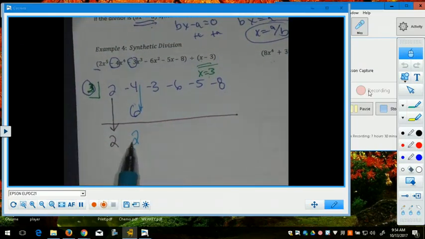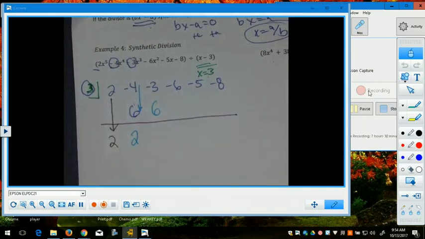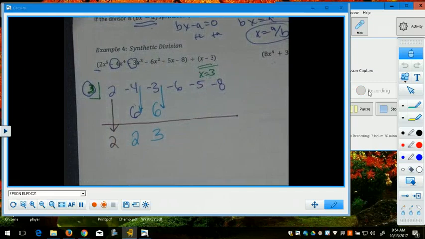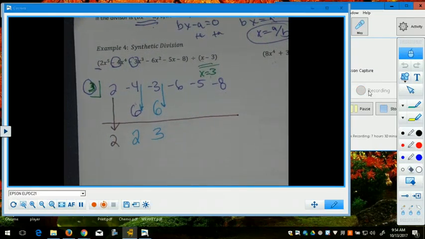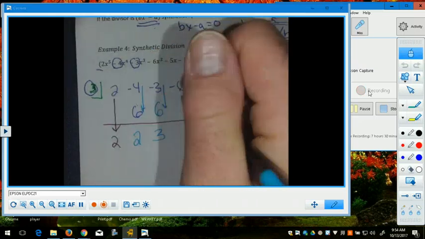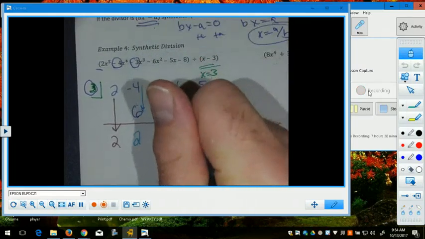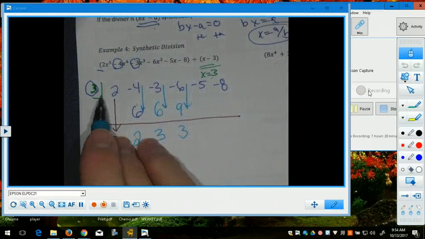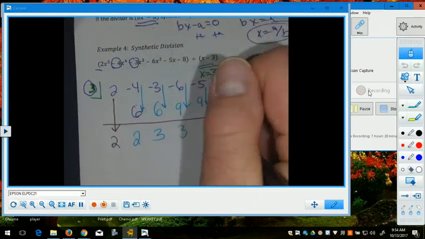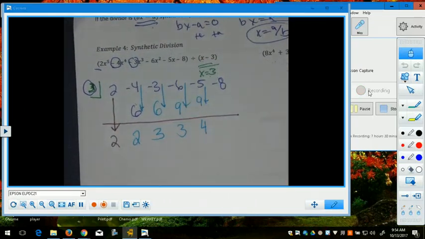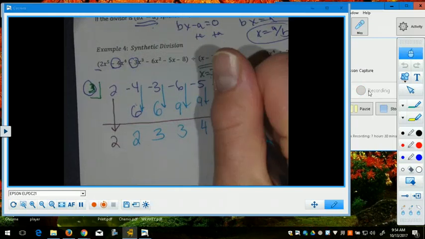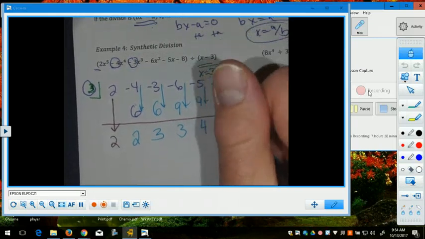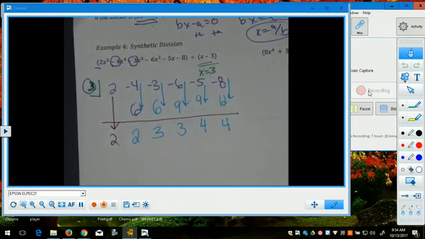Multiply what's in the box by what's down here. That's another 6. Add them vertically. That's a 3. Once you get the process down, it should go real quick. It's multiplying and combining, multiplying and combining. 3 by 3 is 9. Combining those two gives me 3. 3 by 3 is 9. Combining those two gives me 4. 3 by 4 is 12. Combining those two gives me 4.